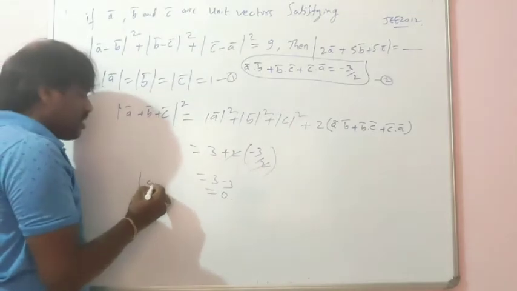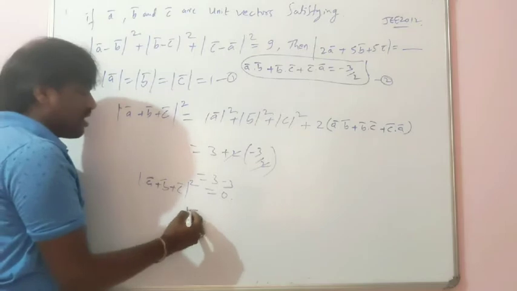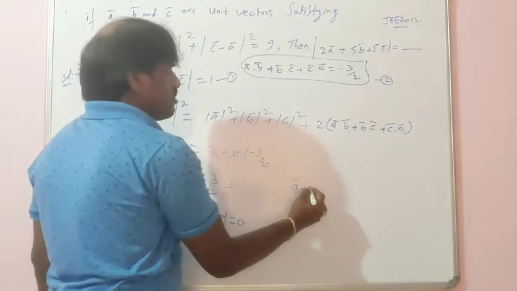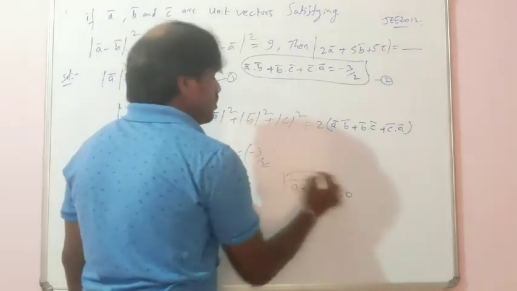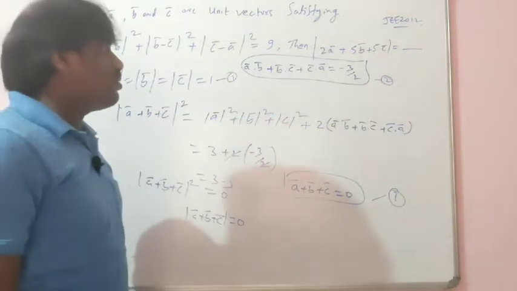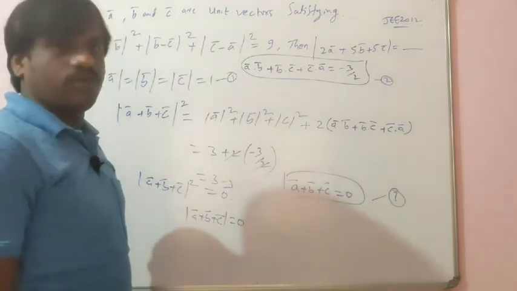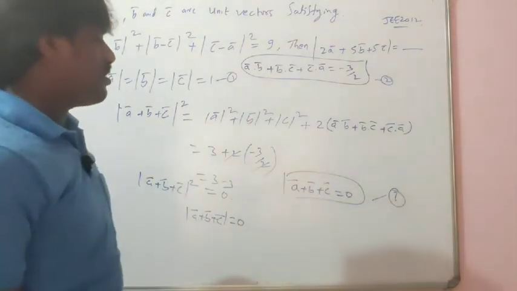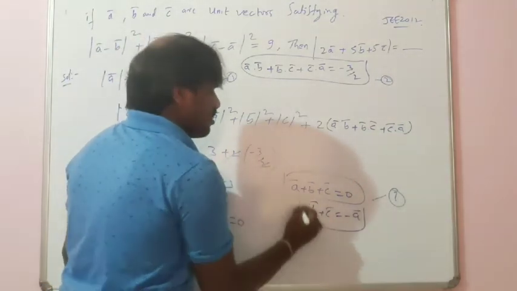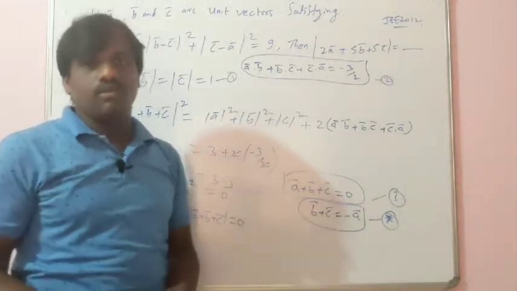Means mod of A vector plus B vector plus C vector is equal to 0. It means that A vector plus B vector plus C vector is equal to 0. This is the necessary and sufficient condition. So this condition is to be used to find that value. So A vector plus B vector plus C vector is equal to 0, you got. So what can we use this for? Let us see here. B vector plus C vector can be written as minus A vector. I mark this with a star and use it here. That's how I am going to get the answer.